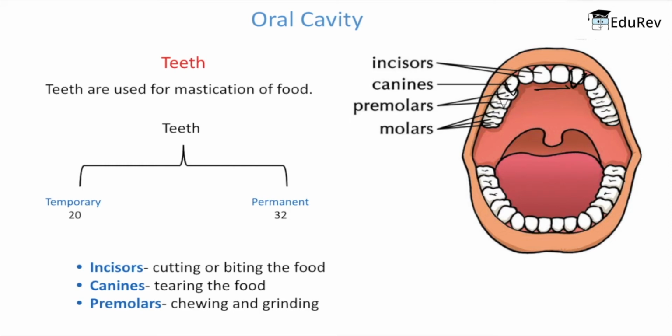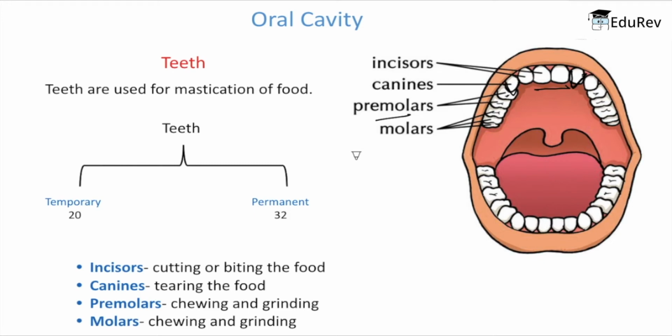Now next comes the premolars. Here are the premolars, marked. These premolars are used for chewing and grinding of food. The function of premolars is only for chewing and grinding the food, not for tearing or cutting the food.